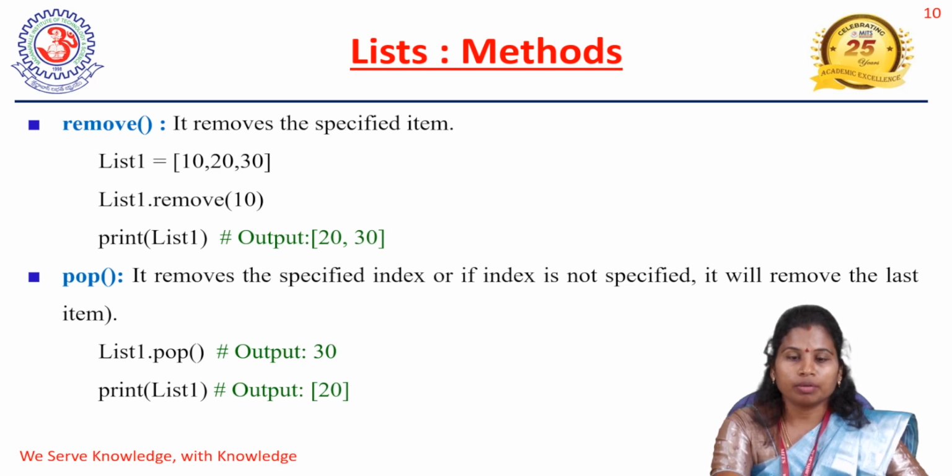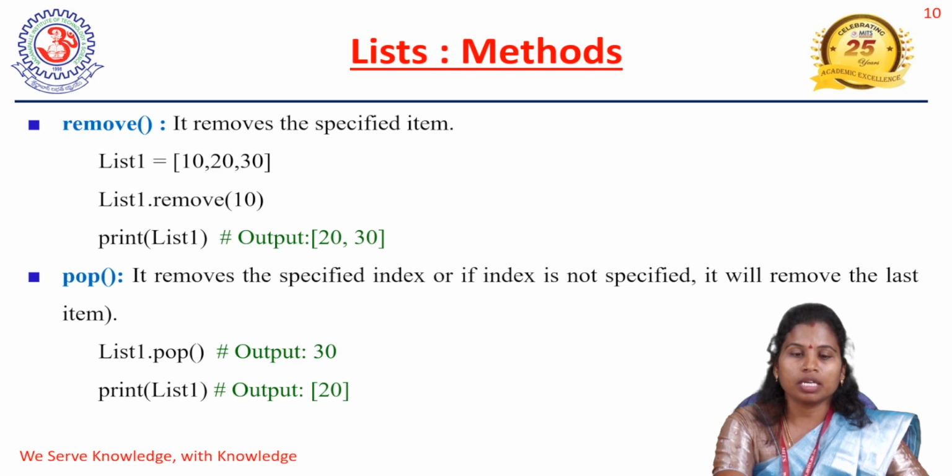It will remove the specified item from the list. Initially my list contains 10, 20, 30. Now I want to remove element 10 from my list. Instead of writing all the values, you can write only the value which we want to remove from the list. list1.remove(10). I want to remove element 10, so that is specified within the remove function.